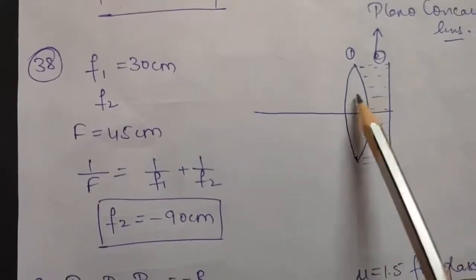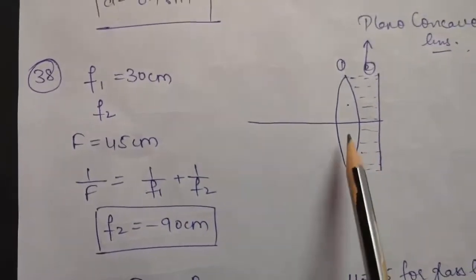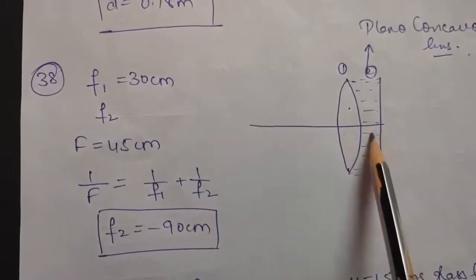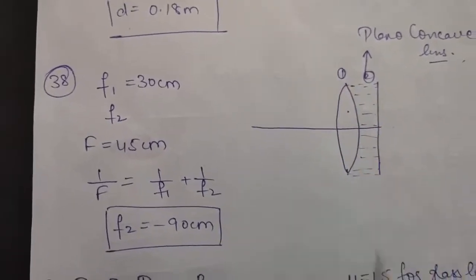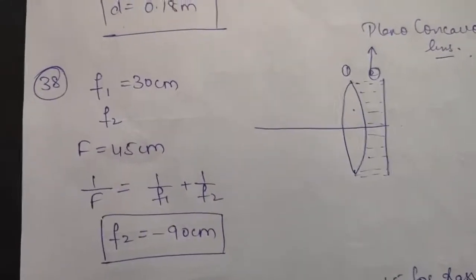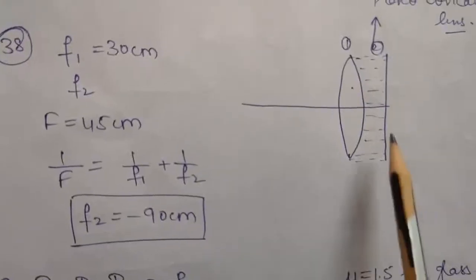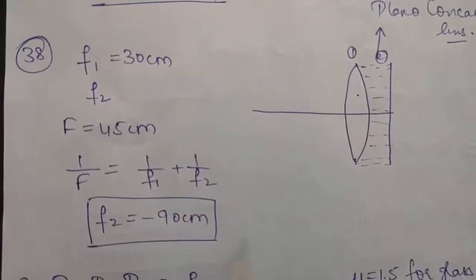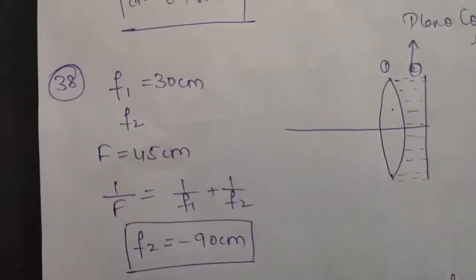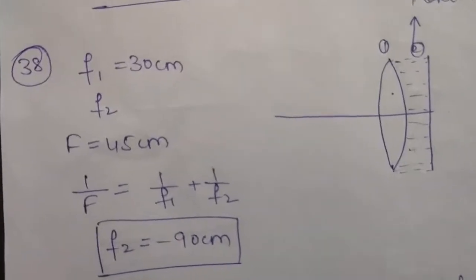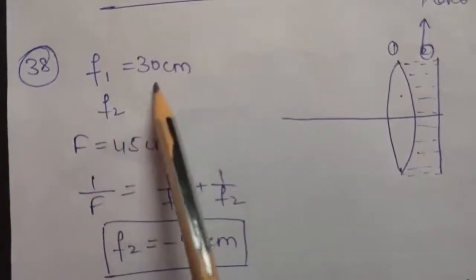So now if you see the diagram carefully, this is an equiconvex lens. After that there is a layer of some liquid, and after that a plane mirror is placed. So we have a combination of two lenses here without any distance between them. The first lens is the equiconvex lens, and the second is nothing but a plano-concave lens. So this question becomes a question of combination of lenses.